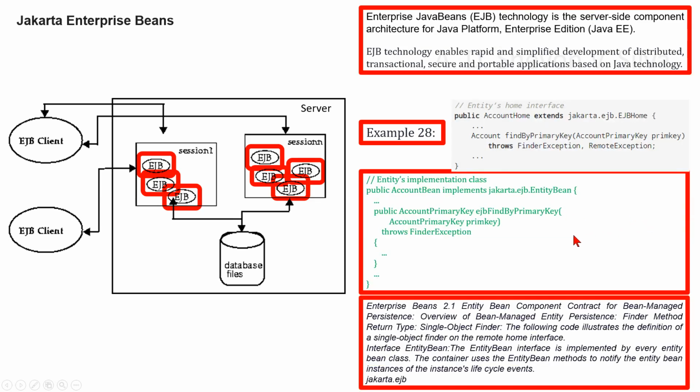Now we are considering the single object finder in finder method return type in the overview of bean managed entity persistence in the enterprise bean 2.1 entity bean component contract for bean managed persistence. The following code illustrates the definition of a single object finder on the remote home interface.